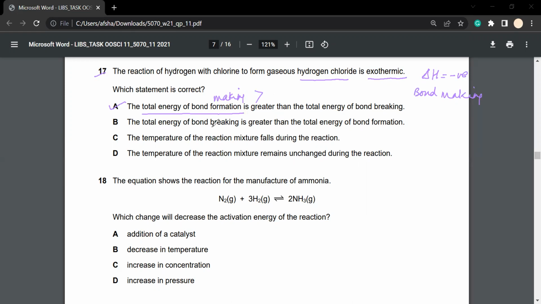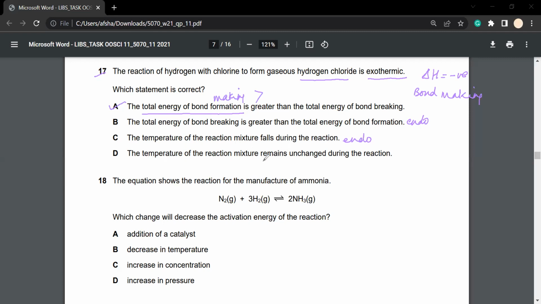Option B, the total energy of bond breaking is greater, so bond breaking is more as compared to bond making, so this is going to make the reaction endothermic, not exothermic. The temperature of the reaction mixture falls during the reaction. Again, it's taking the energy from the surroundings. If the temperature of the reaction flask where the reaction is happening is falling, that is again an indication of endothermic.